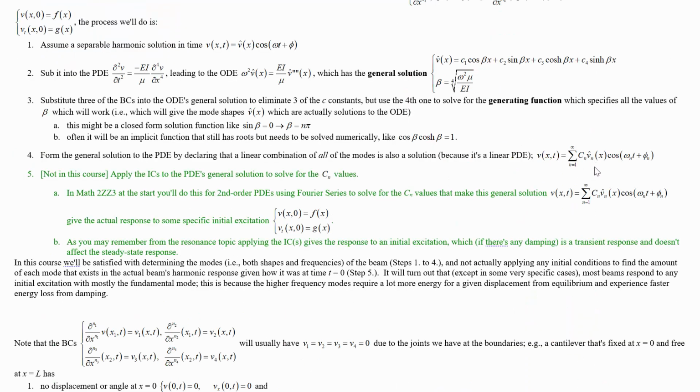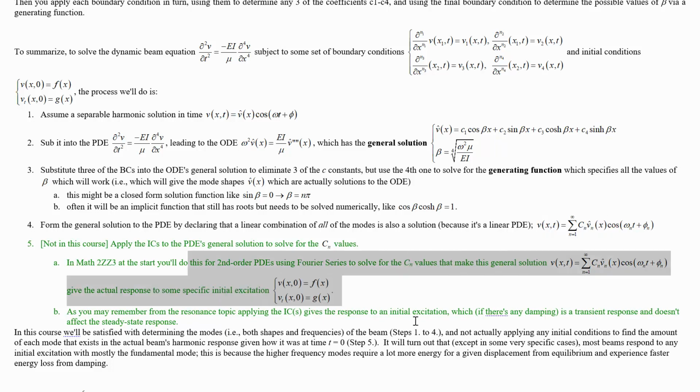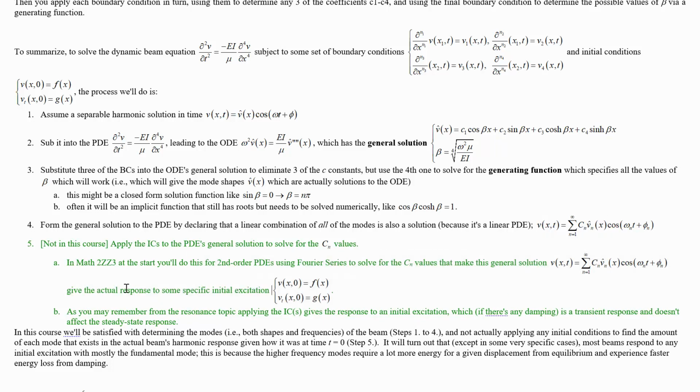So once you've got those modes and the corresponding frequencies, you could form the general solution by taking the linear combination of all of them. And then once you have this, you'll be able to satisfy the initial conditions using stuff like Fourier series in Math 2ZZ3. But we're not going to be doing that. We're just going to leave it at finding the modes and their corresponding frequencies and say, oh, that's good.